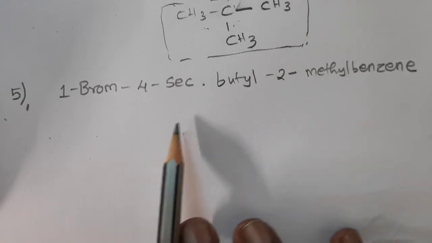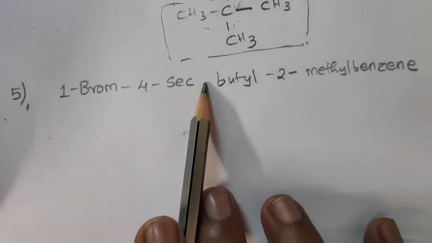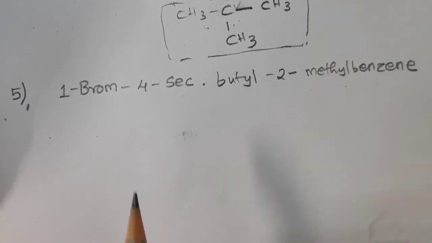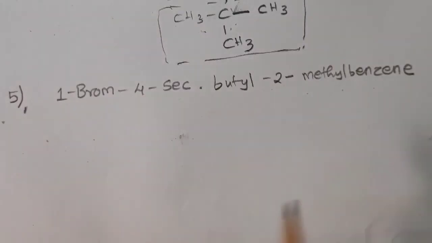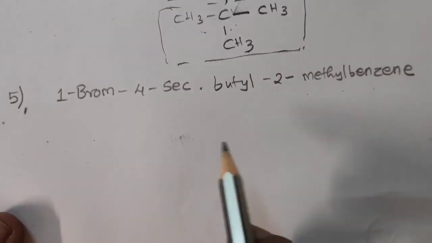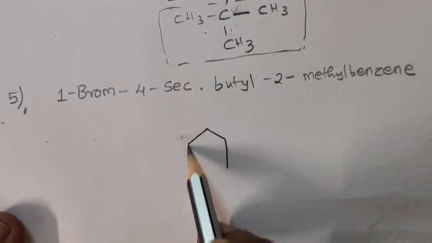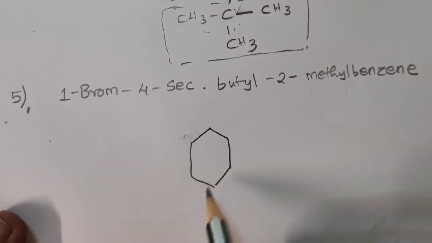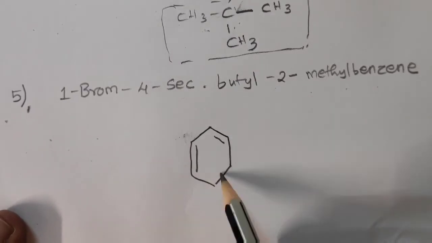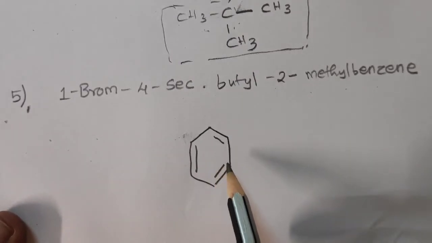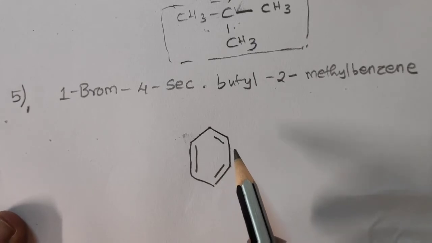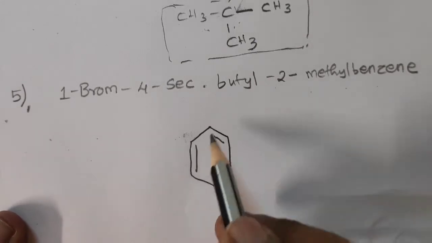Example number 5: 1-bromo, 4-secondary butyl, 2-methyl benzene. When we talk about this benzene, I will first draw the benzene ring, right? Now in that benzene ring, what is written? 1-bromo, 4-secondary butyl.